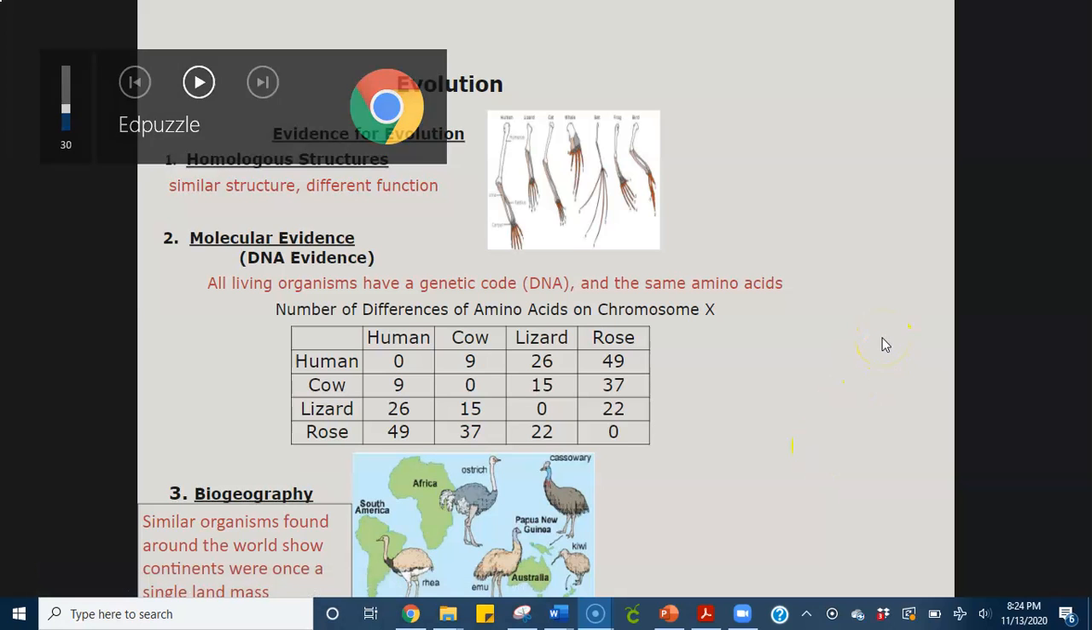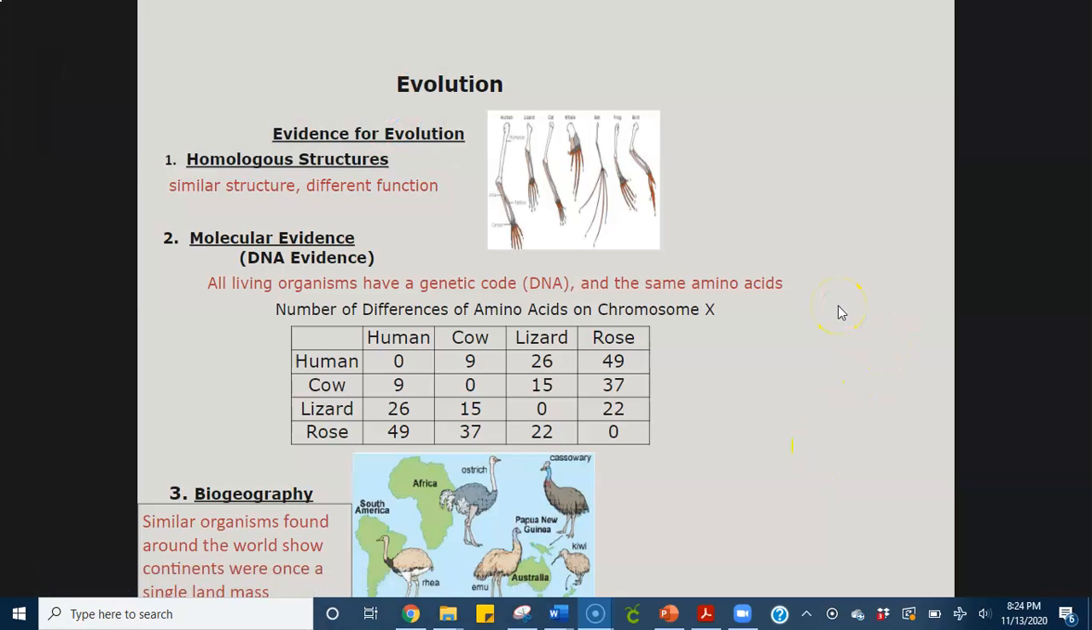Hi, everybody. So in this video, we're going to be talking about evolution. And when we talk about evolution, there are five different evidences for evolution that we're going to focus on. And in class, you probably remember hearing them being referred to as the five fingers. So these are five evidences that prove the theory of evolution is legit. So the first one are homologous structures.